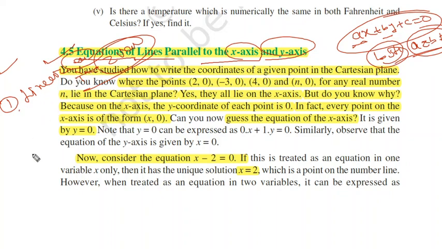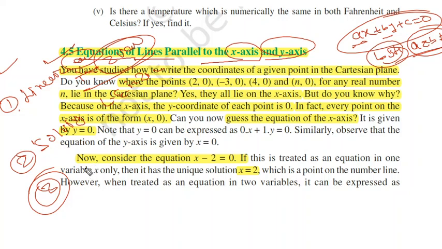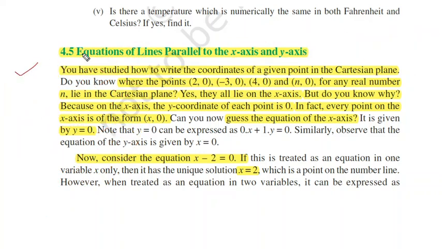Then we came to know about solving linear equations in two variables. After that, we came to know about graphs related to linear equations in two variables. So today we are going to discuss equations of lines parallel to x-axis and y-axis. This is a very easy topic and it will take less time, so let's start without any delay. Let's take some examples.